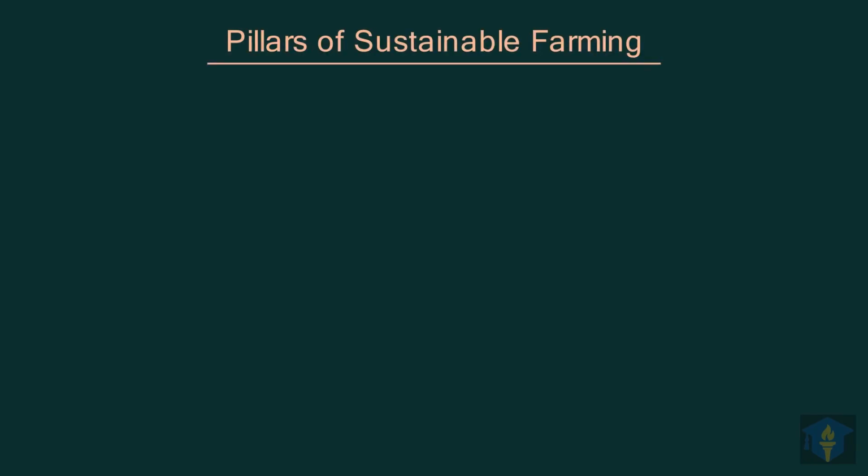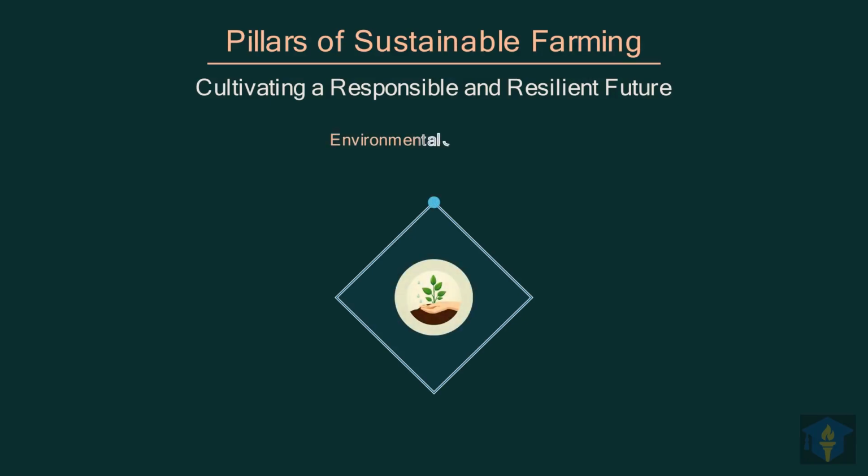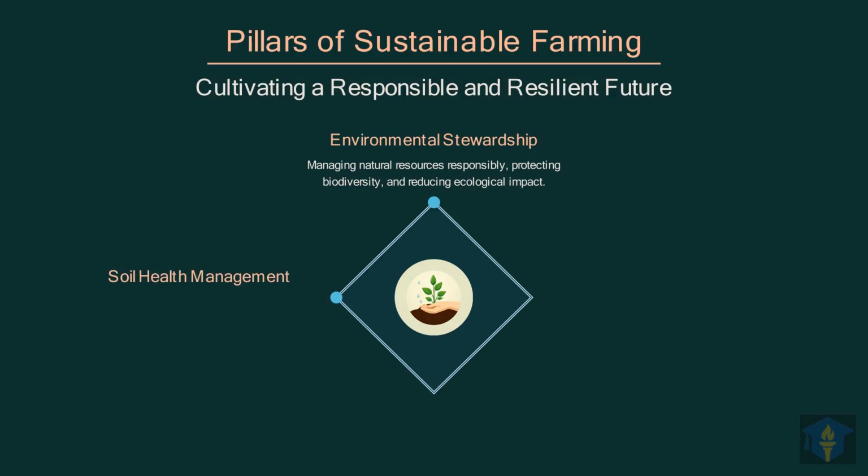Let's examine the pillars of sustainable farming for modern agriculture. These pillars focus on cultivating a responsible and resilient future. The first pillar is environmental stewardship in farming practices. This means managing natural resources responsibly and protecting biodiversity. Soil health management forms our second crucial pillar. This involves crop rotation and composting to improve soil fertility.